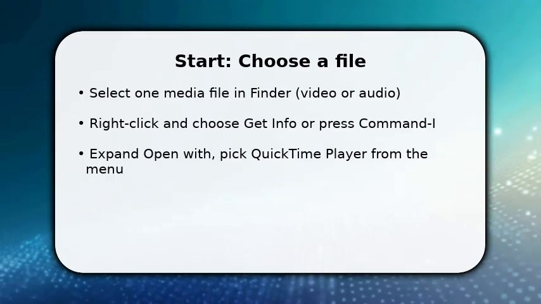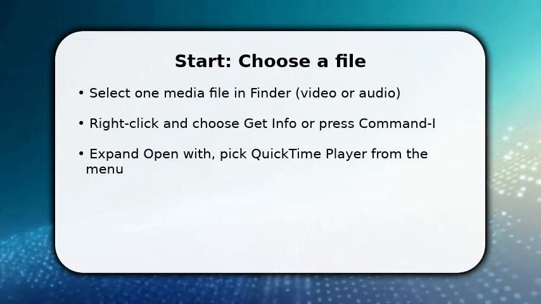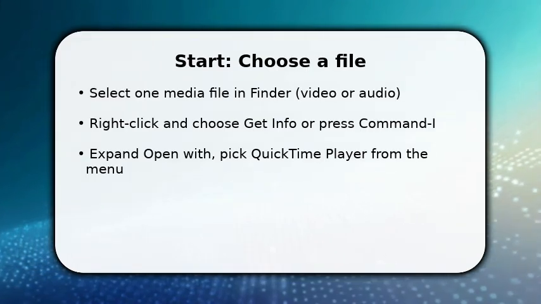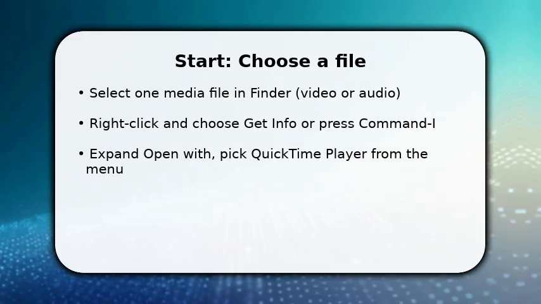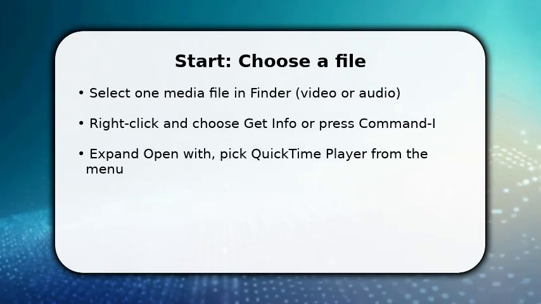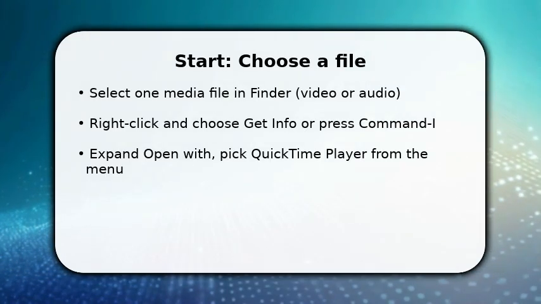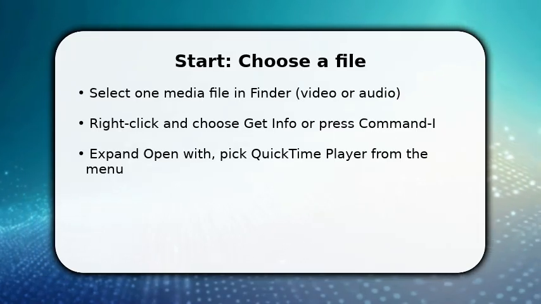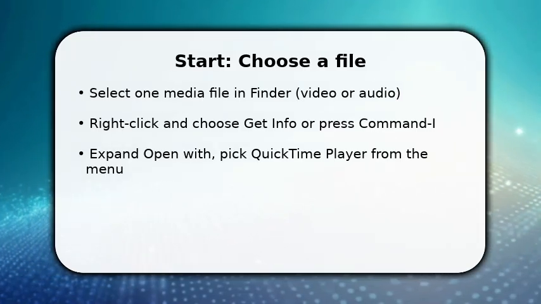You begin by choosing a representative media file in Finder so changes apply predictably. Once selected, open Get Info with Command-I or right-click and choose Get Info. In the Get Info panel, locate the Open With section. Click the current app name to reveal the menu, then choose QuickTime Player.